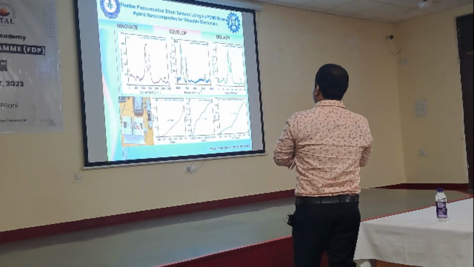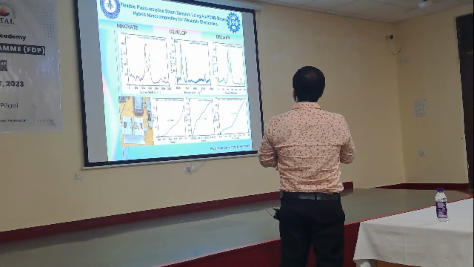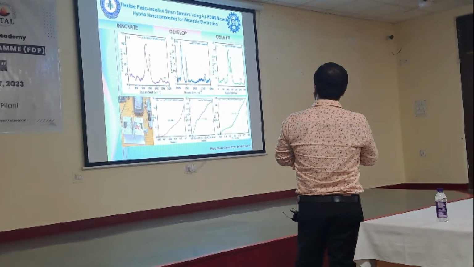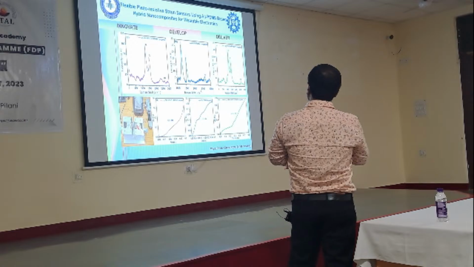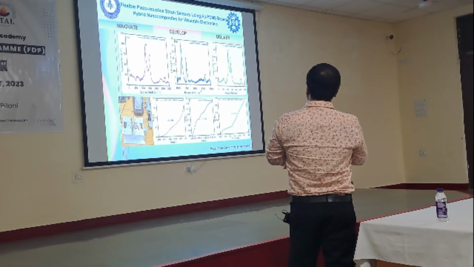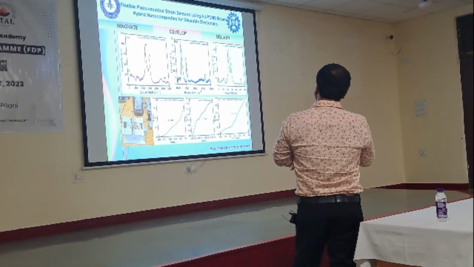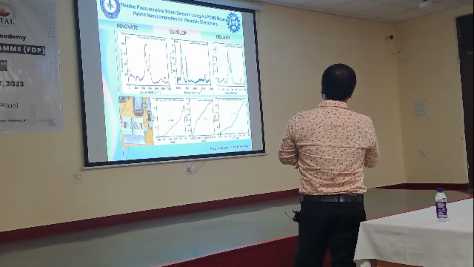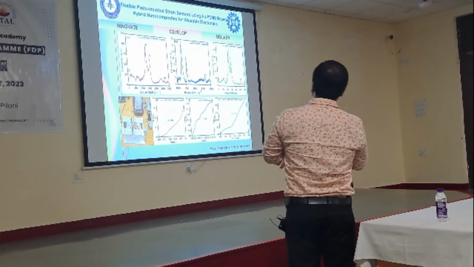You see, again in another study, in all the cases the D, G and 2D bands arise. So this again confirms that your material is basically carbon nanotube, graphene, and here also GNP is there. This is basically graphene nanoplatelets. So all the compounds actually contain carbon, that is graphene.